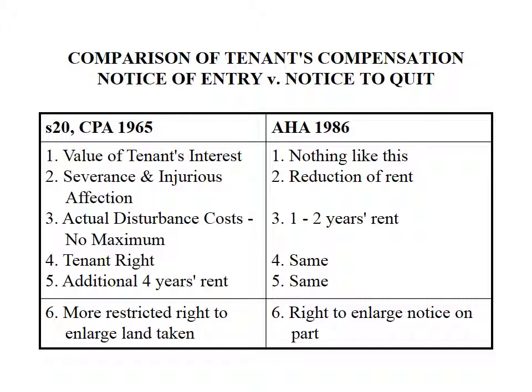If we look over to the other side of the slide, we can see that, firstly, there's nothing like the value of the tenant's interest. The impact of severance and injurious affection is only dealt with by a reduction of rent in respect of the retained land. Actual disturbance costs are restricted to a mere 1 or 2 years rent. There is a ceiling, therefore. Tenant right works in the same way, and the additional 4 years rent works in the same way, subject to it being deducted from the first item, the value of the tenant's interest.